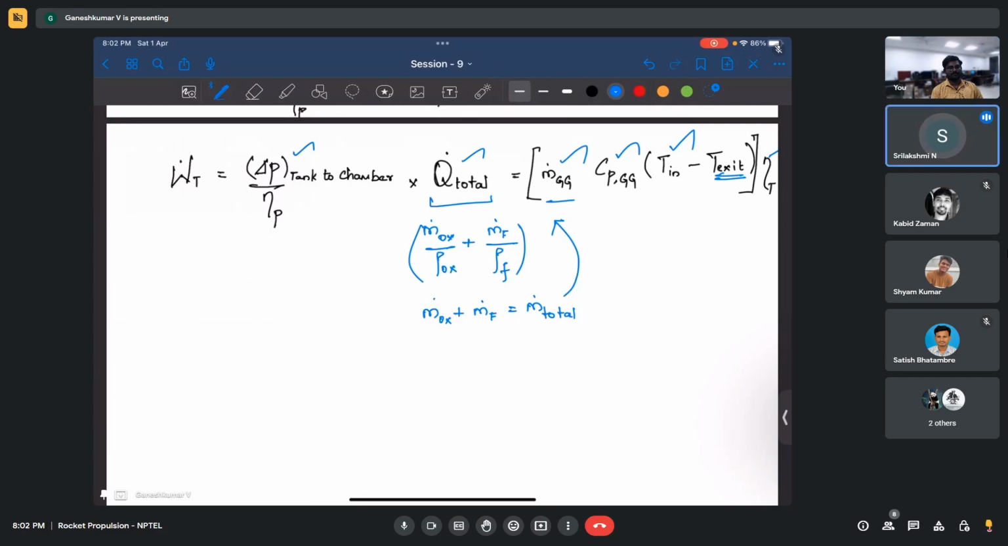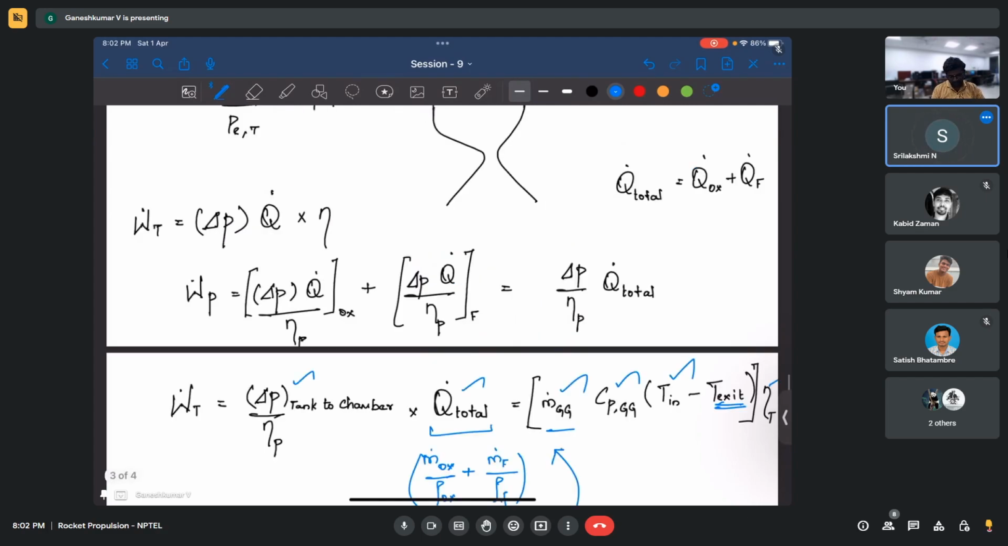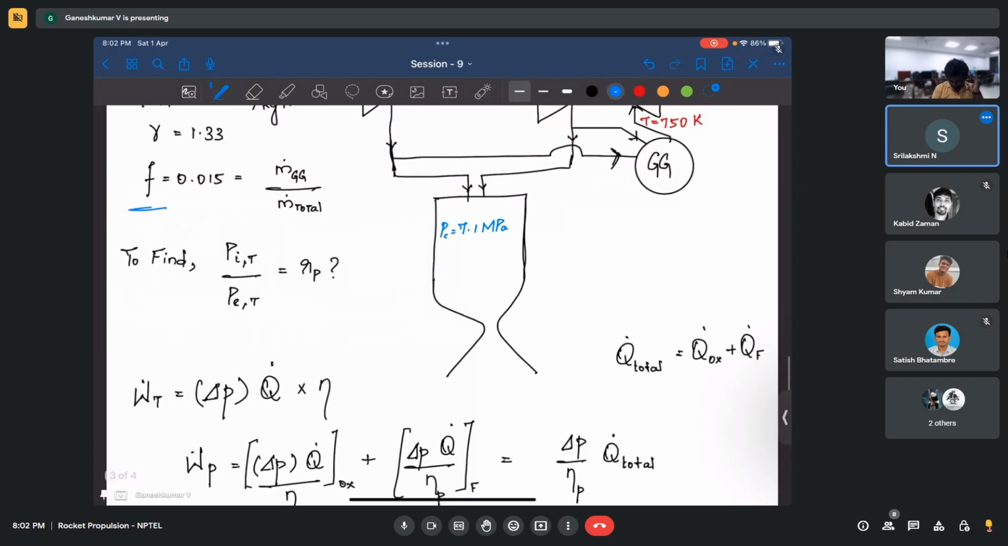Yeah. So this pressure ratio itself is the pressure at the input to the turbine divided by the output, right? This is the pressure ratio. That is what we need to find out.